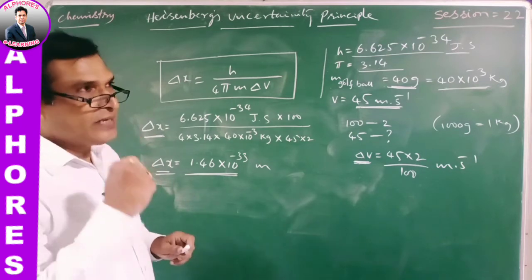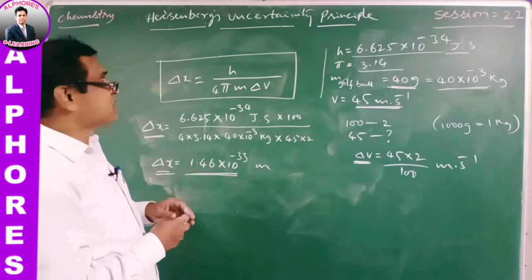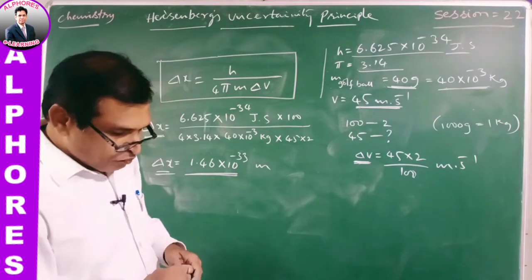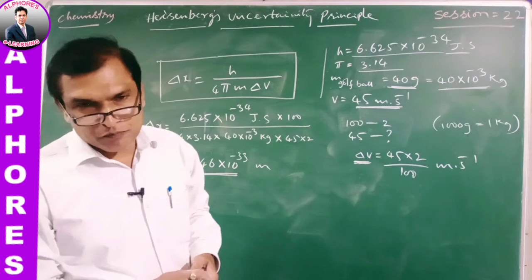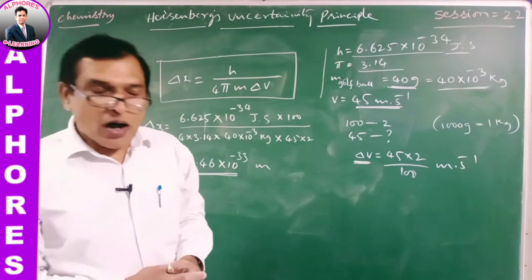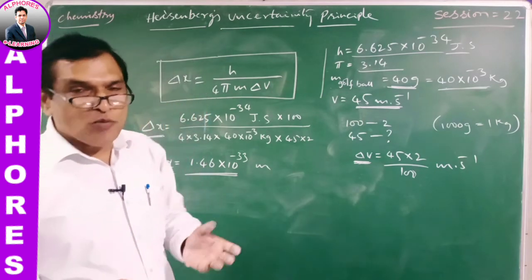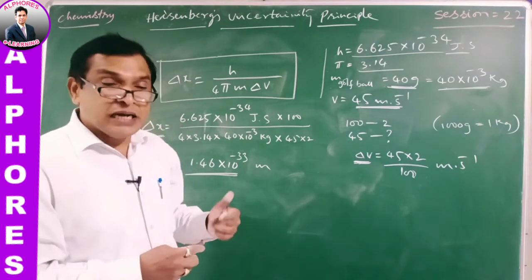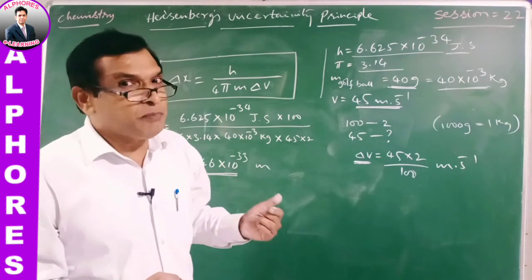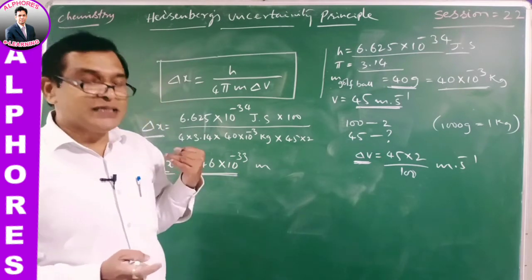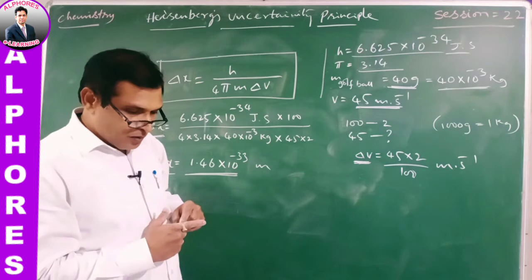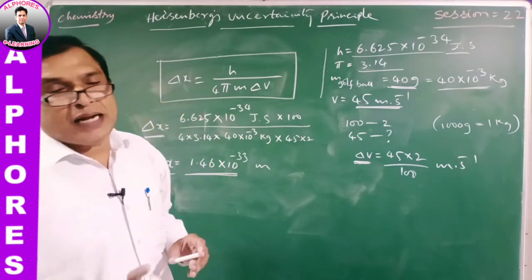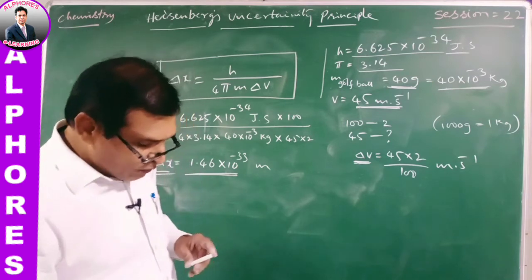Yes, the next problem: the concept is the same but the numerics are different. An electron has a speed of 40 meters per second, accurate up to 99.99%. What is the uncertainty in its location? What is the uncertainty in its position? That we have to calculate.